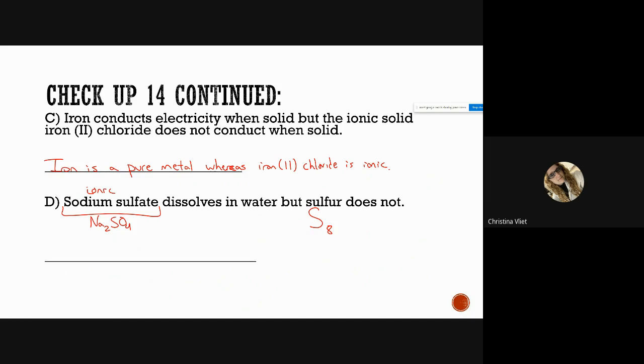Why won't sulfur dissolve in water? It's the same element connected to itself 8 times. Is it polar or non-polar? So it'll be non-polar, right? So S8 is non-polar. So it will not dissolve in water. Non-polar is covalent. So it will not dissolve in water. And what about sodium sulfate? Whereas Na2SO4 is ionic and will dissolve in water.